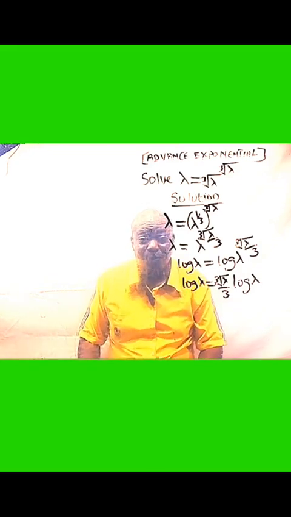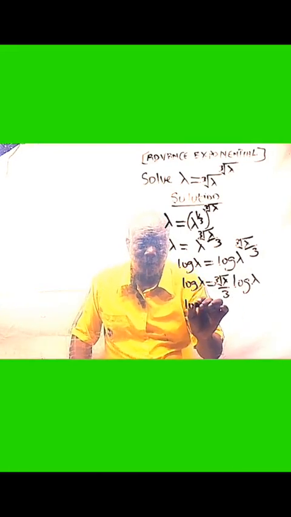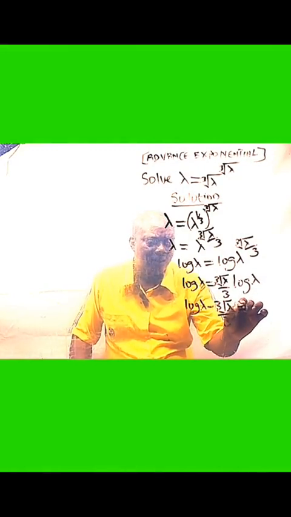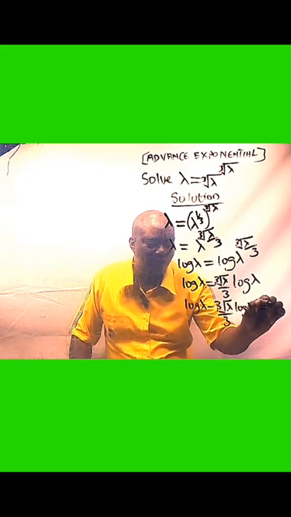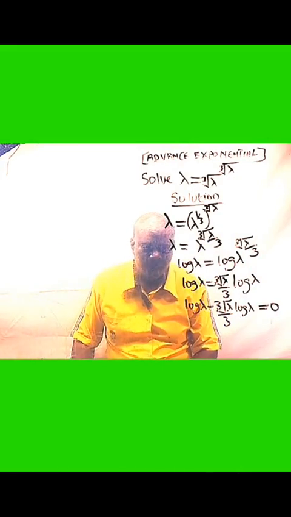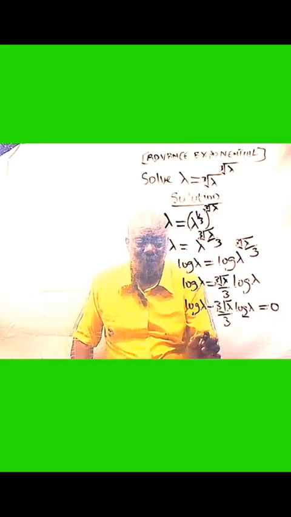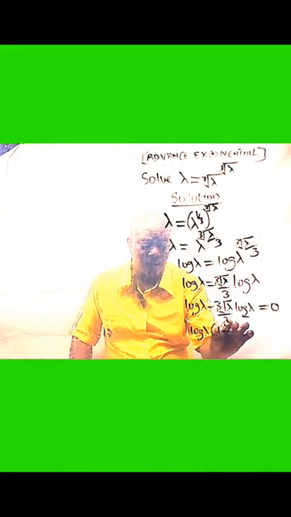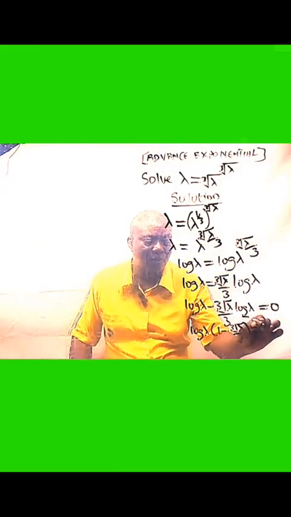Don't cancel. If you do, you lose one of the solutions, not 3 items. So log of lambda minus cube root of lambda over 3 log lambda equals 0. Can you see it? So log lambda is common, so you put it out. So you have log of lambda into 1 minus cube root of lambda over 3 equals 0.